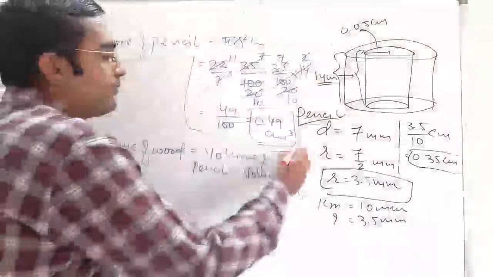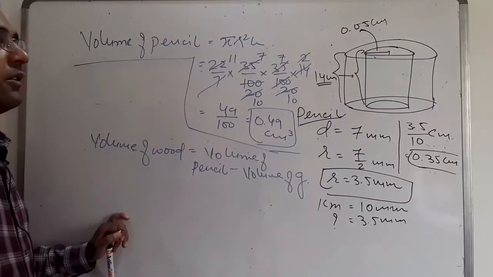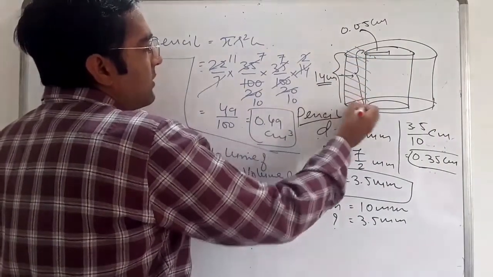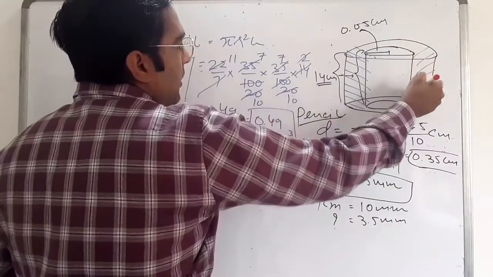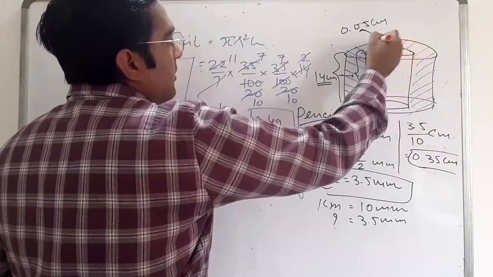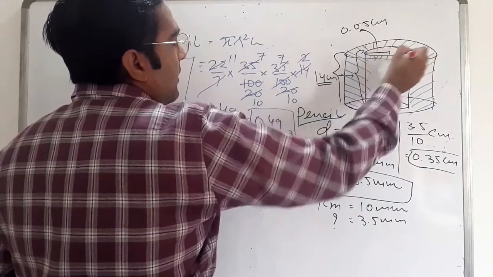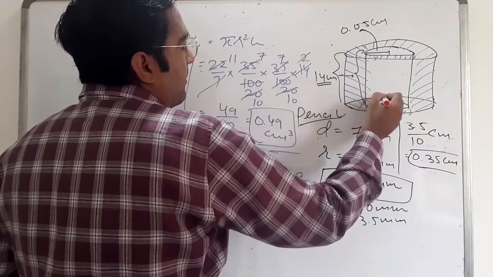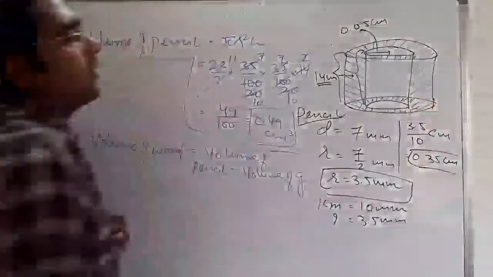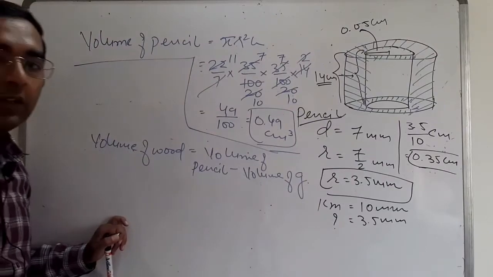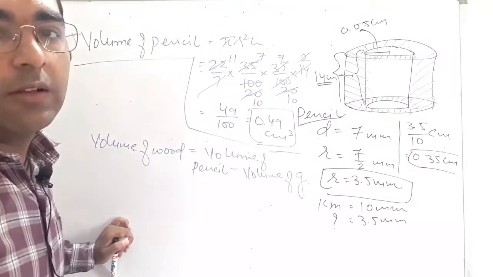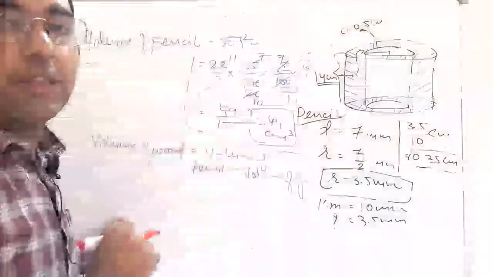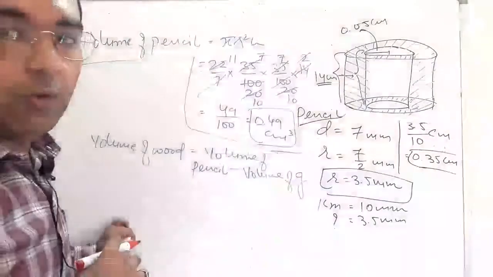As we know, the wood is this part, the part that is between them. Okay, this part is my volume of the wood. So I'll remove the graphite from the pencil to get the volume of the wood.